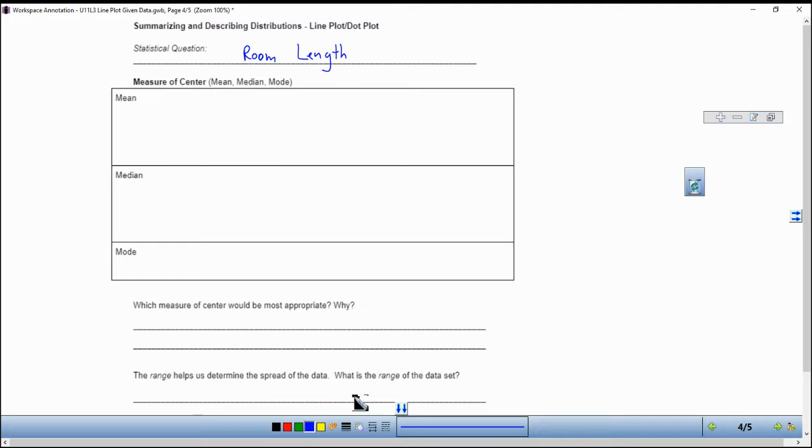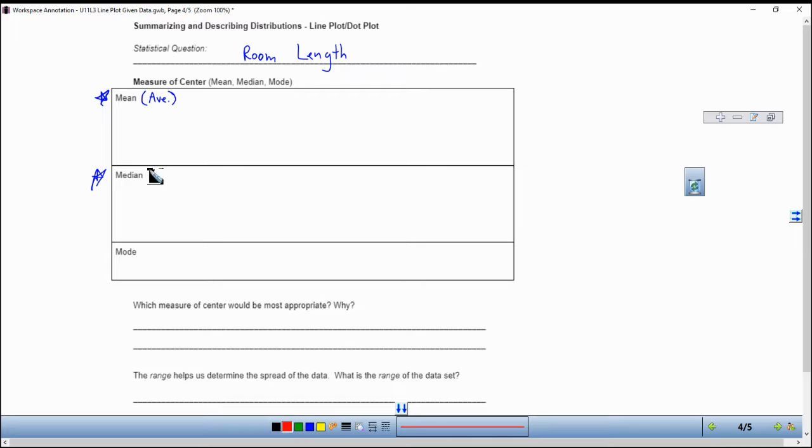Okay. So the first thing we're going to do is find the measures of center. These are the two main measures of center we're going to use. The mode is usually saved for questions that are asking what's the most popular of something, or what is the most common of something. We're looking for what's typical, what's average. So we're going to either use mean or median to find the middle. Remember, mean is kind of like an average.